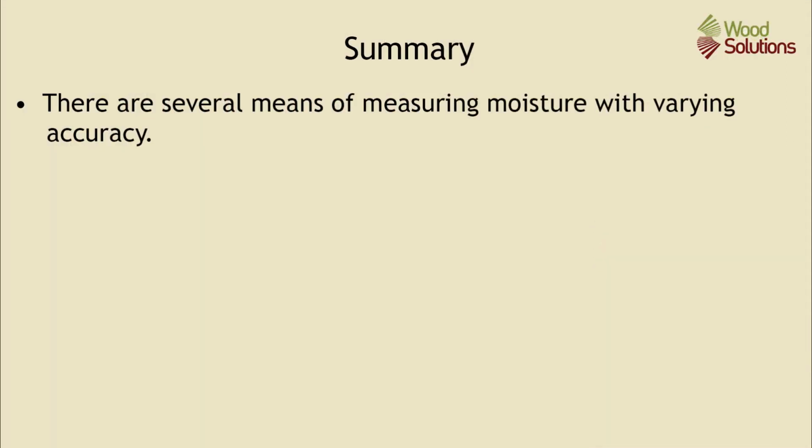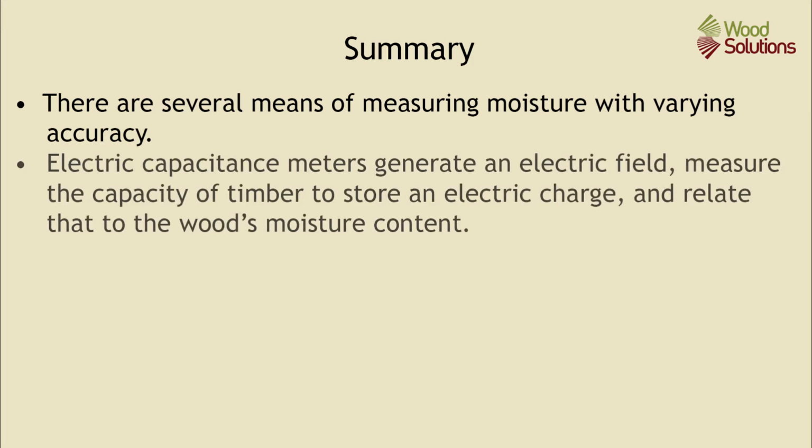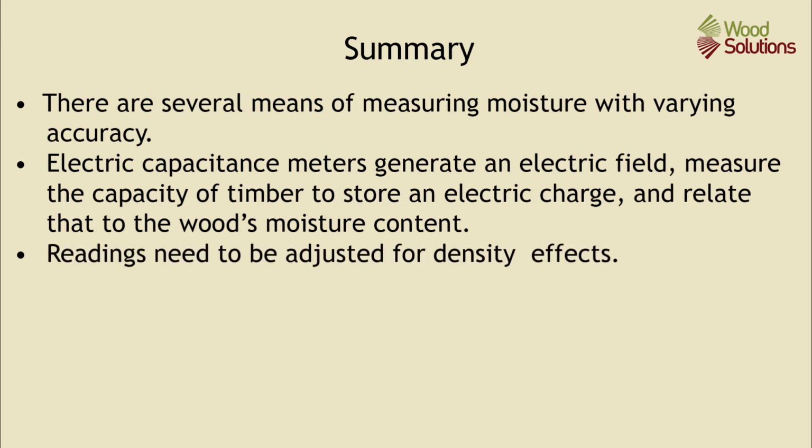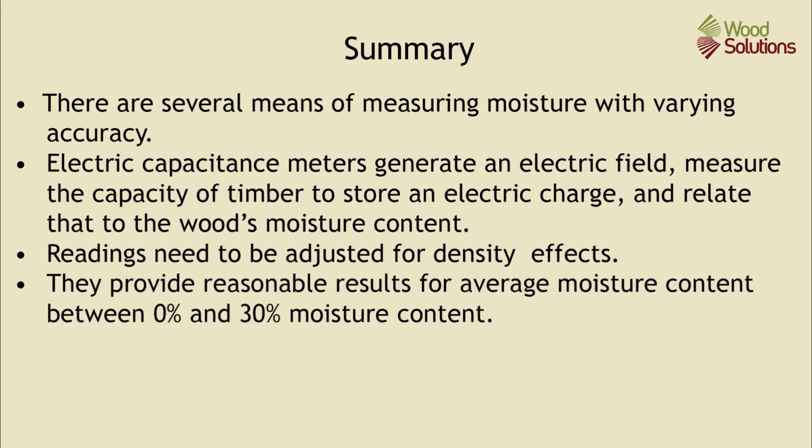In summary, there are several means of measuring moisture with varying accuracy. Electric capacitance meters generate an electric field, measure the capacity of timber to store an electric charge, and relate that to the wood's moisture content. The readings need to be adjusted for density effects, and electric capacitance meters can provide reasonable results for average moisture content between 0 and 30% moisture content.